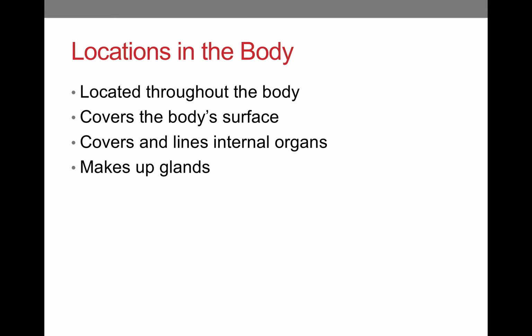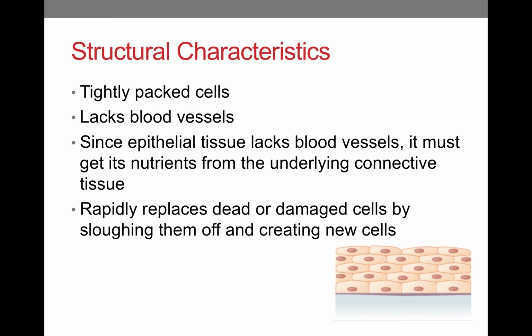Epithelial tissue. Epithelial tissue is located throughout the body. It covers the body's surface in the form of skin. It covers and lines internal organs like the respiratory tract and the digestive tract, and it makes up glands that secrete and excrete things both into the body and out of the body.